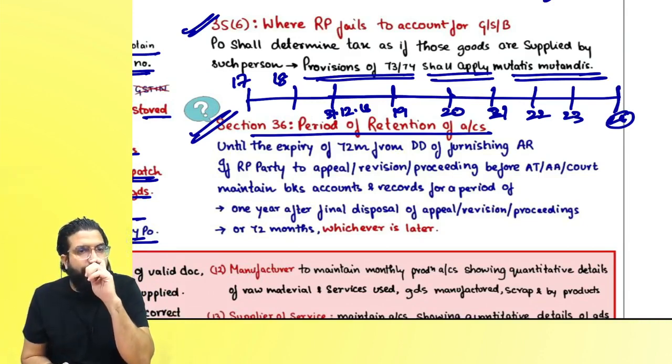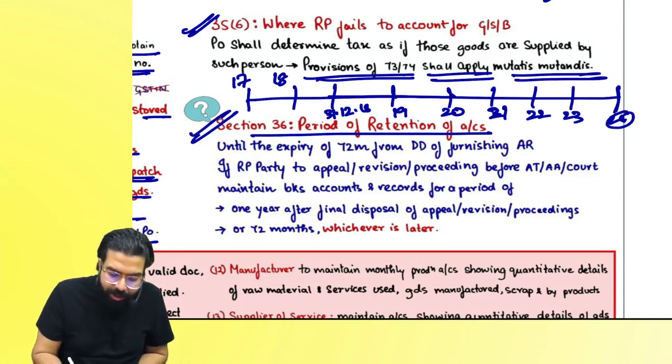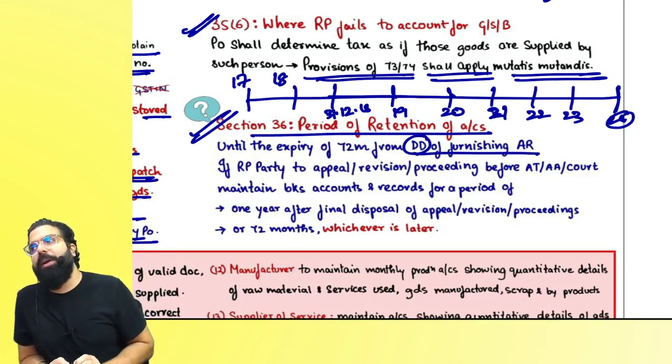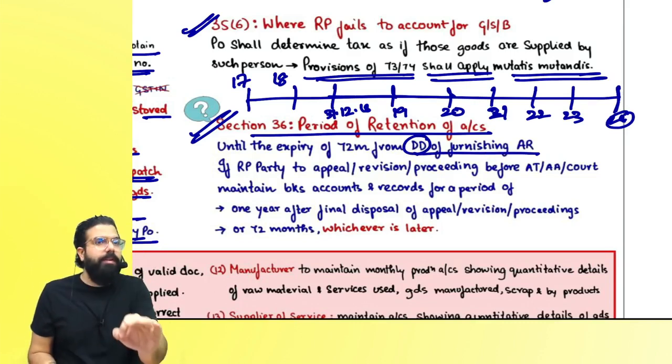Always remember you have to maintain for 72 months from the due date of furnishing annual return. This due date, if it is extended, then from the extended due date you have to maintain for 72 months.